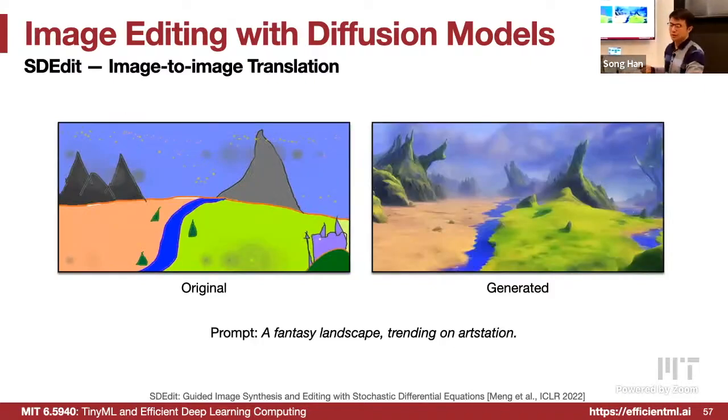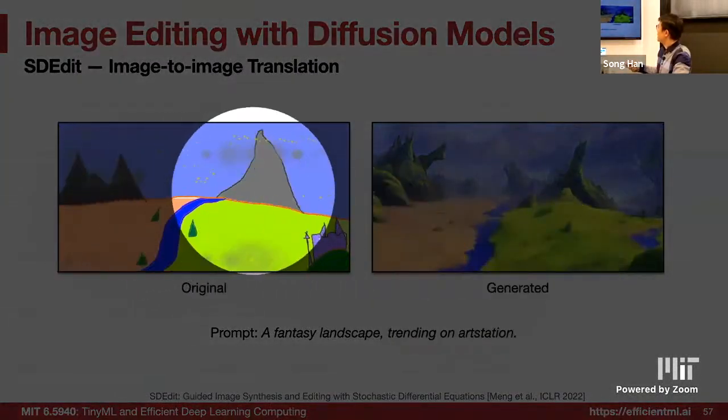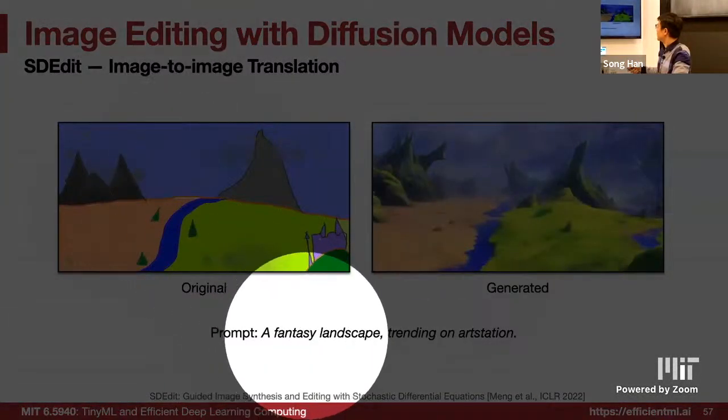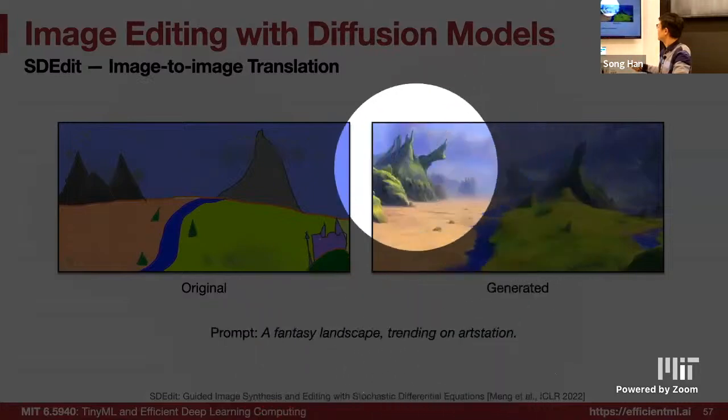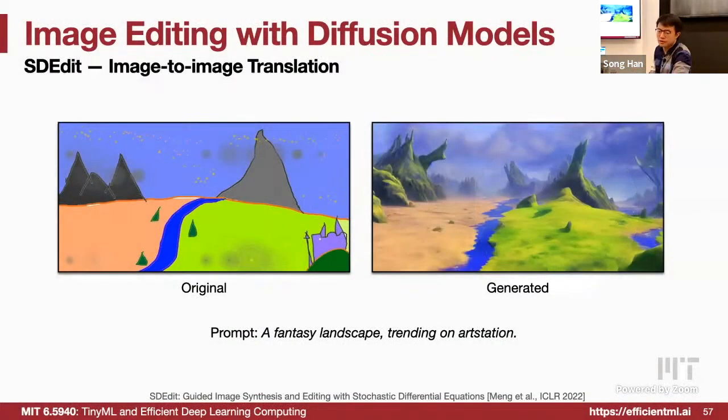So this is an example given this original. This is drawn probably by a human, and then we give a prompt, a fantasy landscape trending in ArtStation, and this is the generated image given the input stroke.